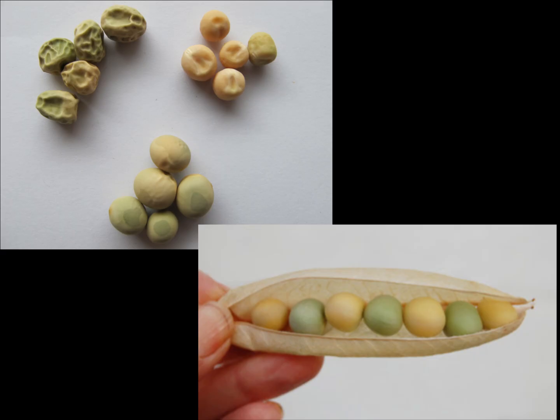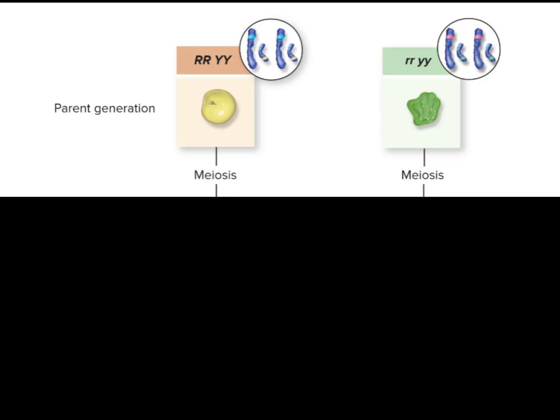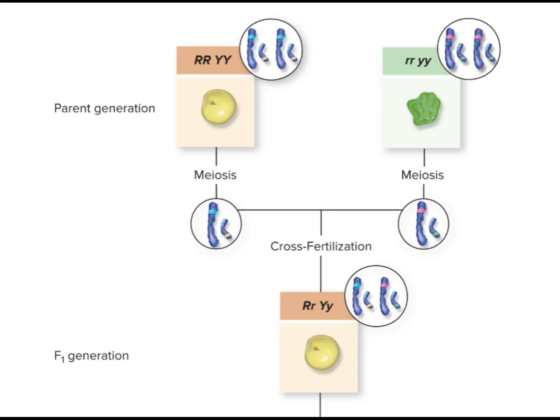In this system, the yellow color is dominant over the green color, and the round shape is dominant over the wrinkled shape. So similar to the monohybrid crosses, the P generation were two individuals with different homozygous genotypes. One parent was homozygous dominant for seed color and homozygous dominant for seed shape. The other parent was homozygous recessive for seed color and homozygous recessive for seed shape. This means that the resulting F1 generation were heterozygous for both traits.